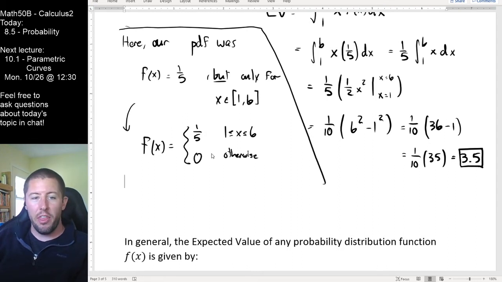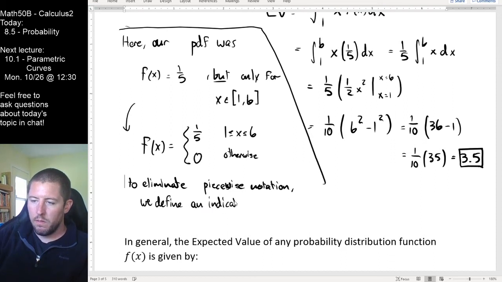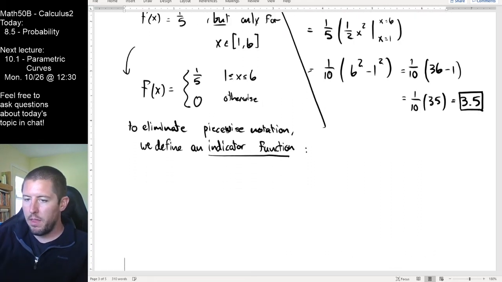So here's the very cool thing that I was shown. This is just a little piece of notation right here, but I really like this notation as far as eliminating piecewise notation. We define an indicator function. Man, I needed a lot more room than I thought I did right here.